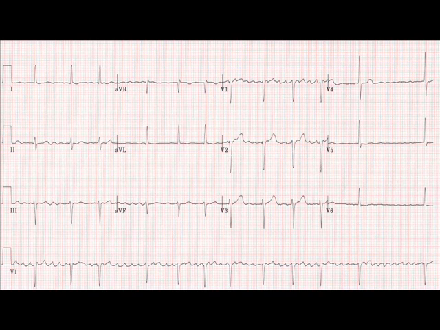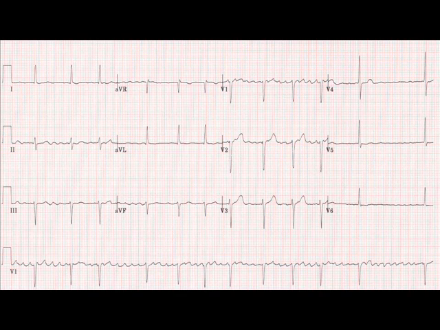Next, we have a look at the leads. If we look at AVR, it's very negative, as it should be. Lead 1 is very positive. Lead 2 should be very positive. It should be the most positive, but it's not. In fact, the R wave is as tall as the S wave is deep, and lead 3 is very negative.